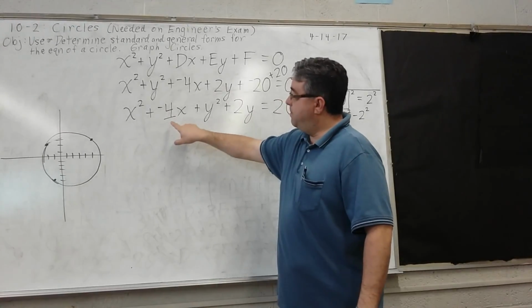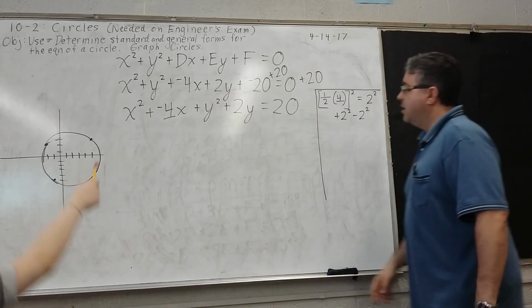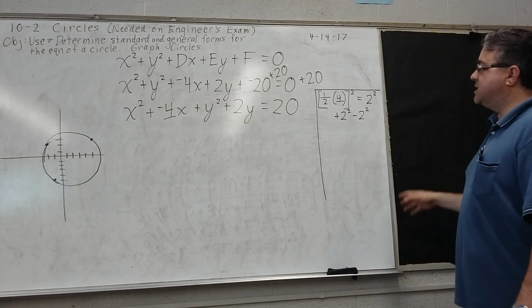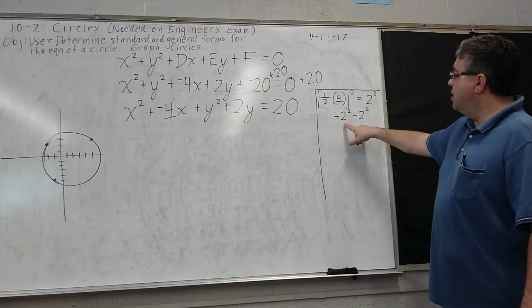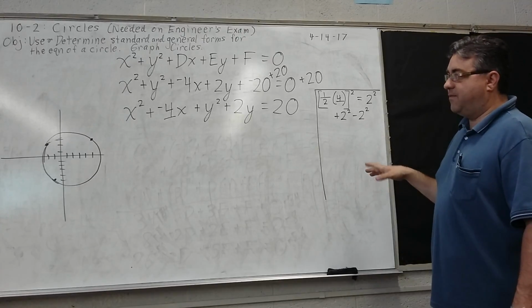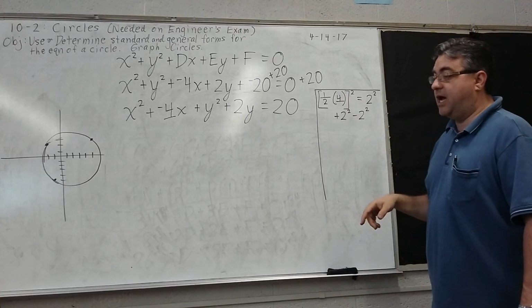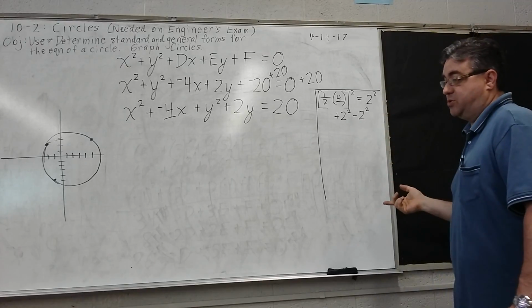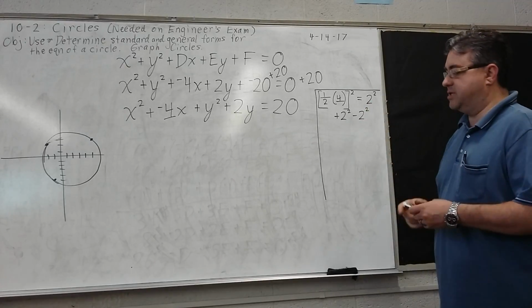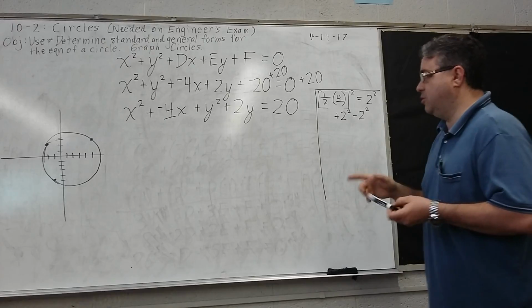Why does it have to be side work? I can't just do it underneath it? Because all I can put inside is the plus 2 squared and the minus 2 squared. So I'm just putting the side work so it can be looked at later.